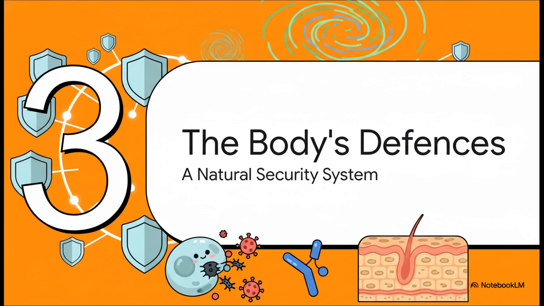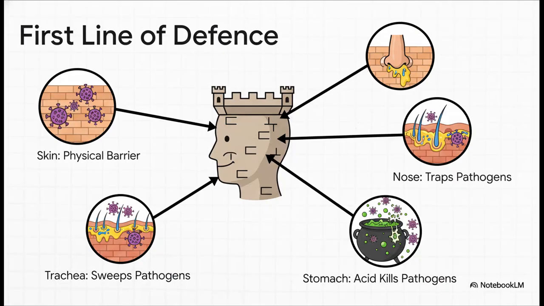Okay, so we've met the bad guys. But the great news is, our body isn't just a sitting duck. We have a seriously impressive built-in security system. This is your first line of defense, the barriers that stop stuff from getting in. Your skin is just a fantastic physical wall. Your nose has hairs and mucus to trap any intruders.